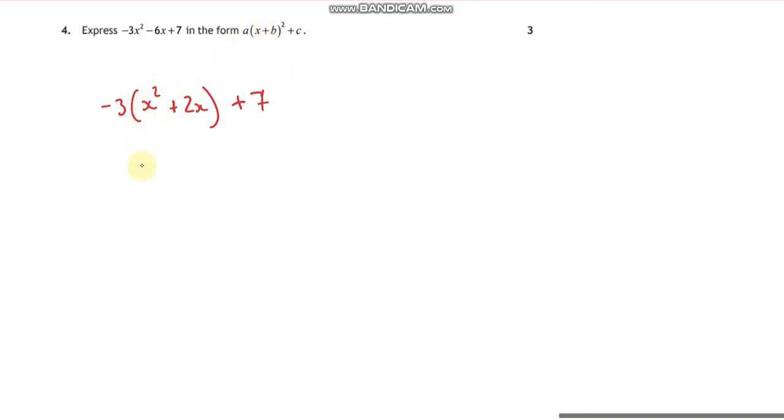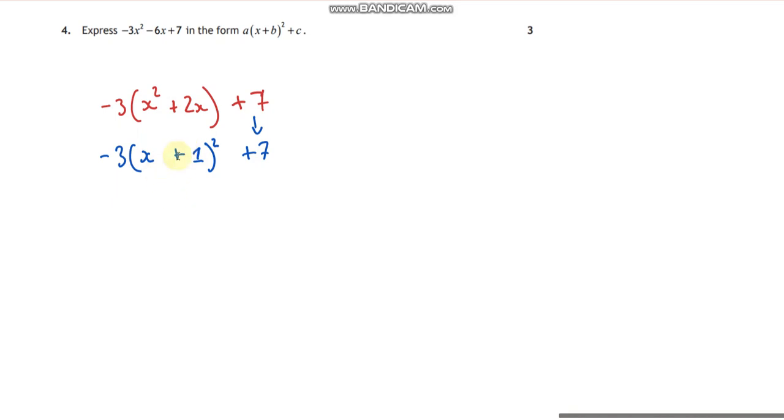And now you're doing your complete the square. So you half the middle term, so that becomes x. In this case, it'll be x plus 1 squared. My plus 7 stays where it is. Okay, so he's not changed. At this point, what I'm saying is I've rewritten this like this.